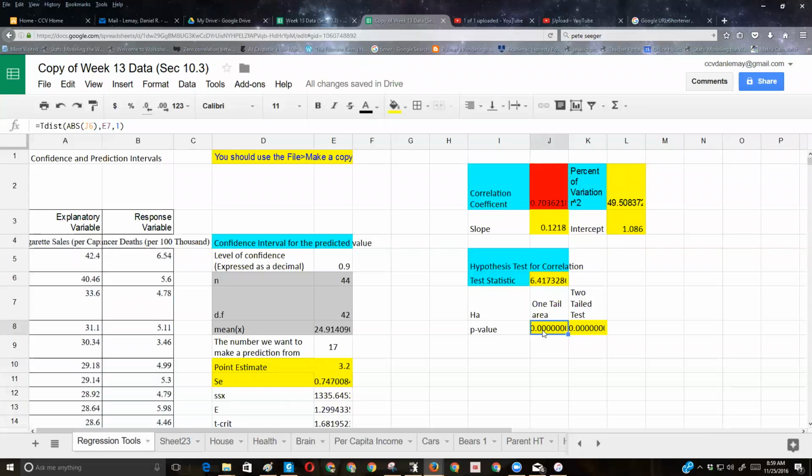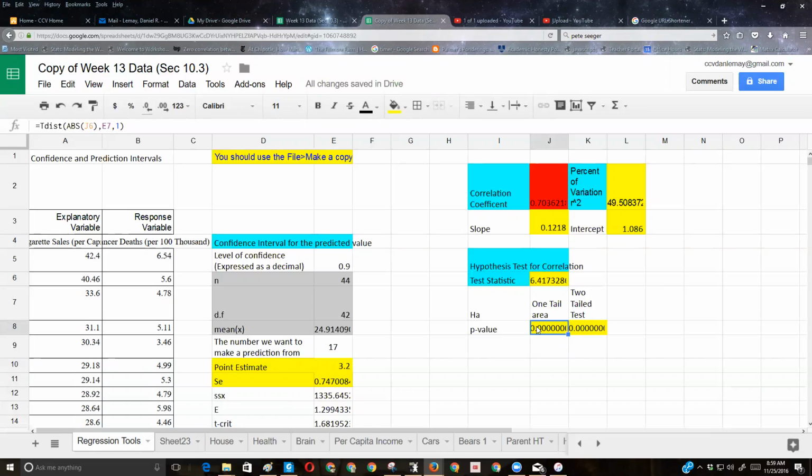That's a very small p-value. In fact, it's practically 0 from what I'm seeing. So yes, we're going to reject H0. There is a positive correlation. It's a strong enough correlation to say that there's some linear relationship between those two values. Notice I'm not saying there's a cause and effect relationship. I'm just saying that there's a linear relationship.